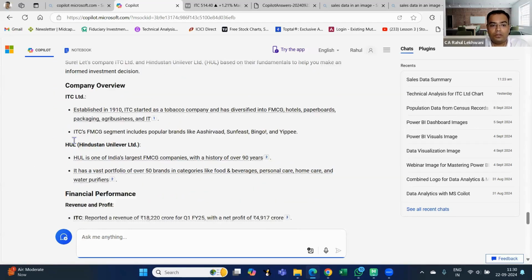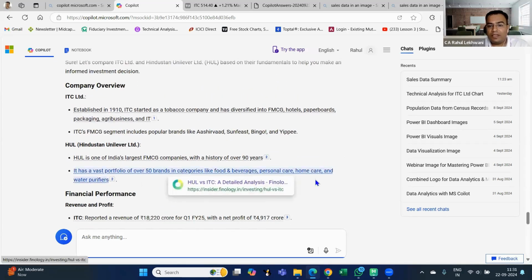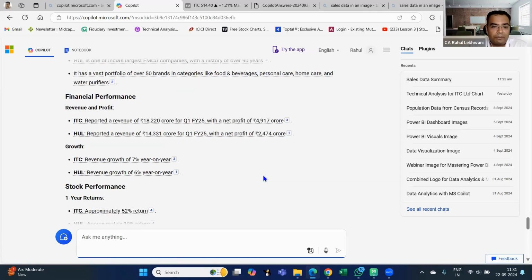So company overview. ITC was established in 1910. HUL is one of the biggest companies. Both the companies are approximately 90 years old. ITC reported a revenue of 18,000 crore, while HUL reported 14,000 crore. And even the profit, if you see, ITC has 4,900 crore profit, but HUL has 2,400 crore profit. So see, this makes an apple-to-apple comparison of the performance of the companies.